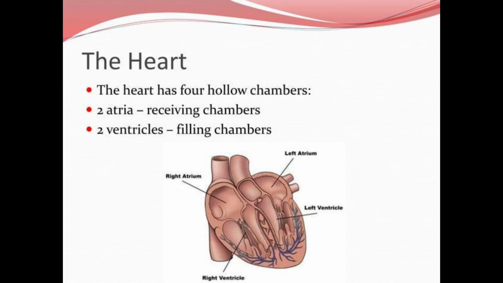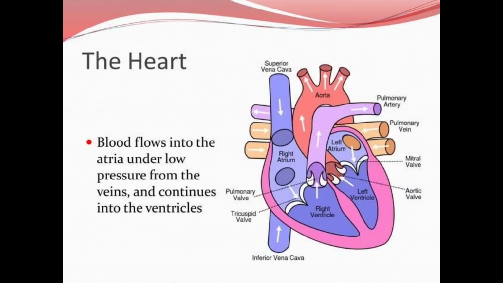Next, heart has 4 chambers, 2 atria receiving chambers and 2 ventricles, that is the filling chambers. Everyone knows about the 2 atria and the 2 ventricles. So atria is the receiving chamber that receives the blood, oxygenated and deoxygenated blood. 2 ventricles are the chambers that push the blood.